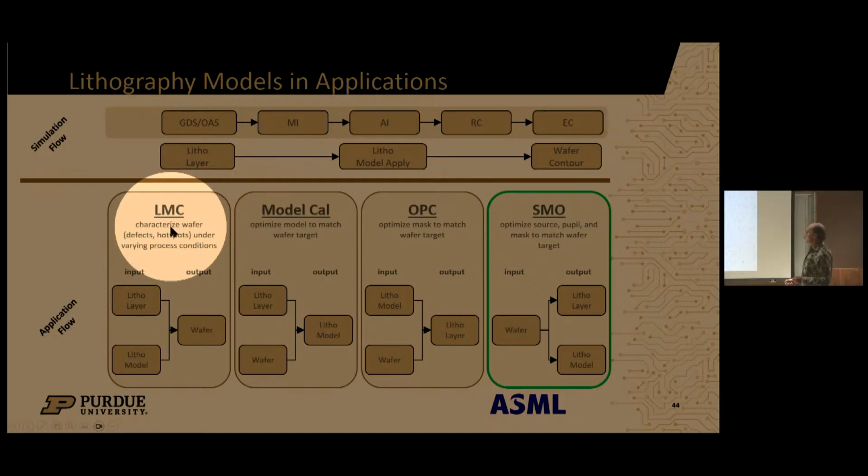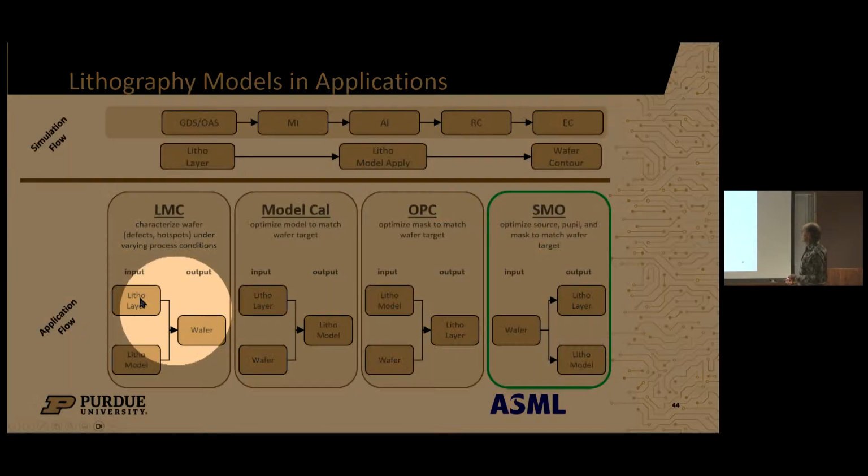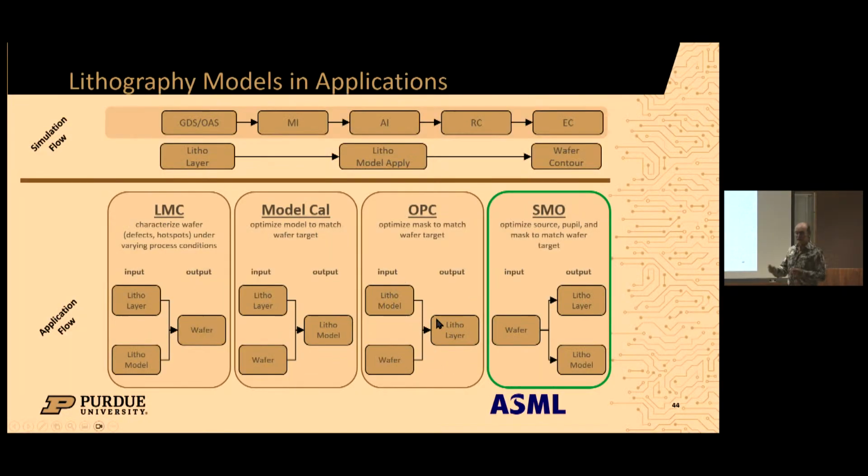I can make a litho manufacturing check, where with the litho layer and the litho model that I have developed, I can now say, what am I going to get on the wafer, and is that what I wanted in the first place? Another option is that I say, hey, I have a litho layer, and I have measurements on the wafer. I can calibrate that litho model. Or I have a litho model. I know what I want on the wafer. What do I need to put on my reticle so that I get, in the end, what I wanted in the first place? And you contributed quite a bit of that. That's where the field of inverse lithography and so on.